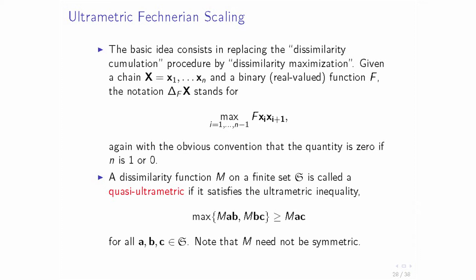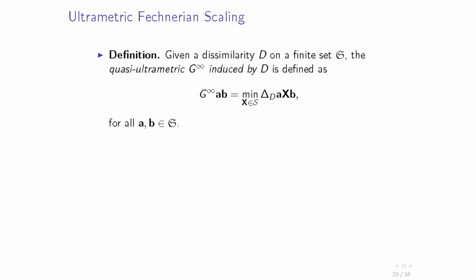Another way of stating this ultrametric inequality is to say that when we have three elements with three possible distances, two of the distances are maximal and equal, and the other is not larger than the third. So that's a very well-known characterization of the ultrametric.